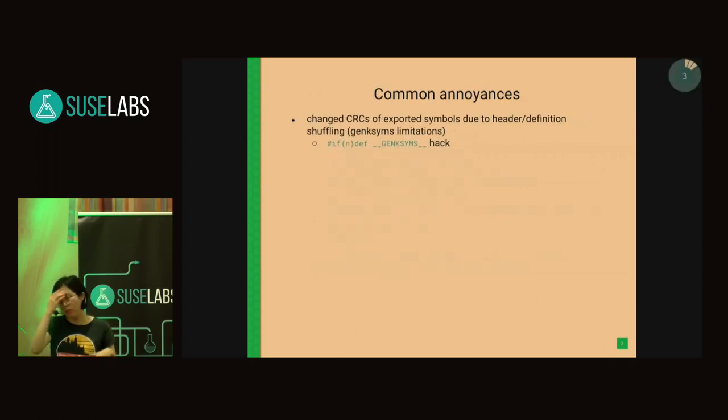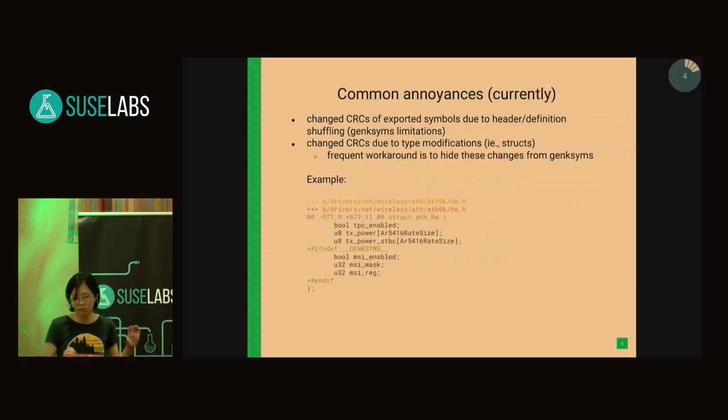I'm just going to go through some common annoyances that we currently have in our KABI checking process. I think everybody in this room has probably dealt with this at some point or another: handling false positive changes of symbol CRCs due to just shuffling of headers or adding a new include in a file that suddenly changes the CRCs of a bunch of symbols, for example. And we currently deal with this with the typical ifdef genksyms hack.